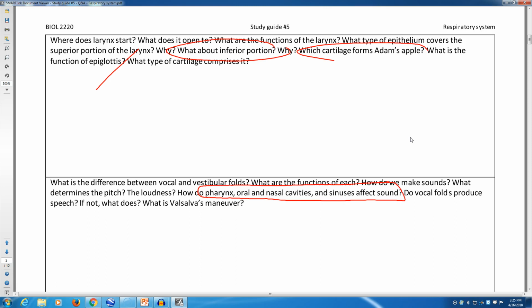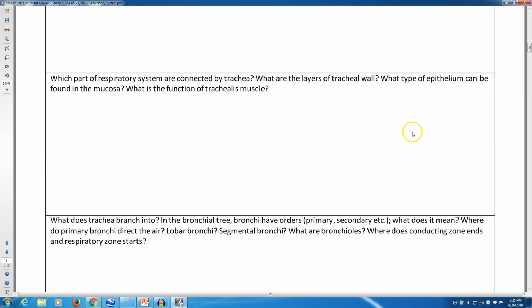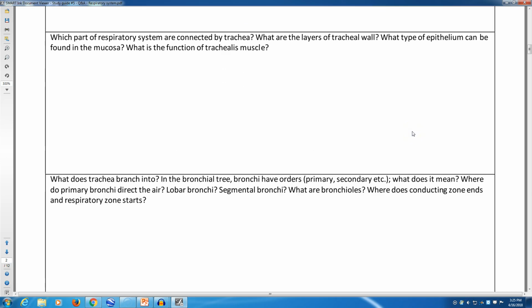Valsalva's maneuver: closing the glottis by the vocal folds, preventing air from leaving the lungs, stabilizing the trunk. Okay, pretty straightforward. You can see a lot of questions that are in their own way outright stupid.